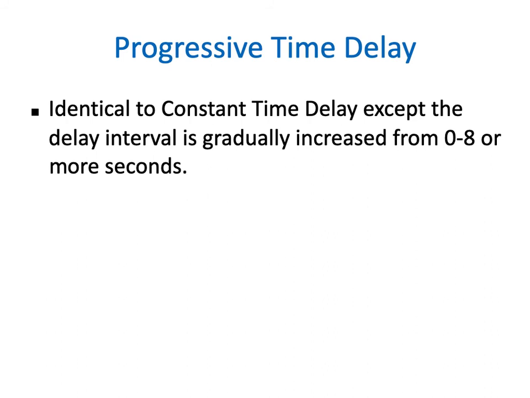Progressive time delay is a second type of time delay procedure. Progressive time delay is identical to constant time delay, except the delay interval is gradually increased from 0 to 1, 1 to 2, 2 to 3 seconds.